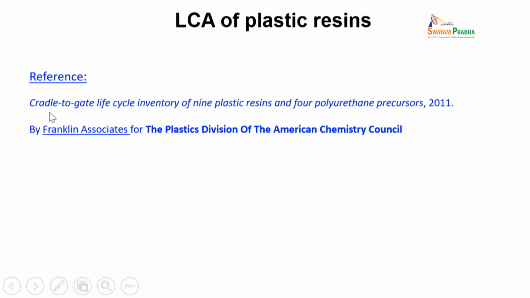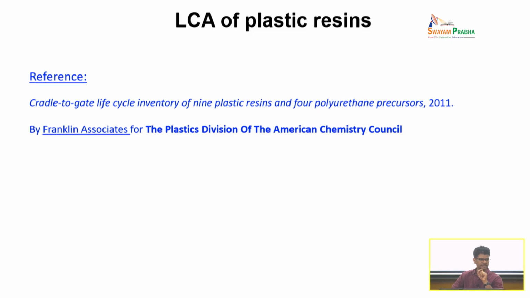So there was a paper that was published. Whatever I'm going to cover in this lecture is taken from this particular reference. It is cradle to gate. So what does cradle to gate mean? Raw material to product. Here, the product is just a resin, not the product you make with the resin. So in this particular case, cradle to gate means raw material to the plastic resin. That's where you stop. You don't look at what happens to the resin, what is made of the resin.